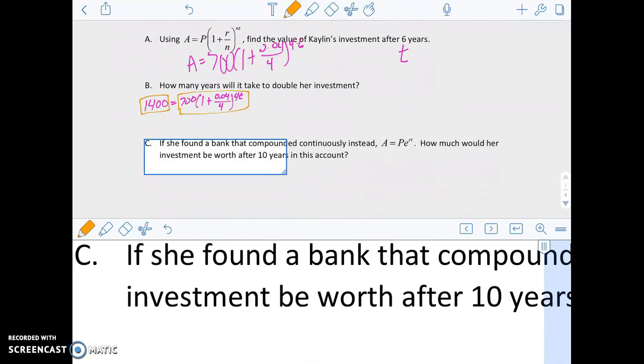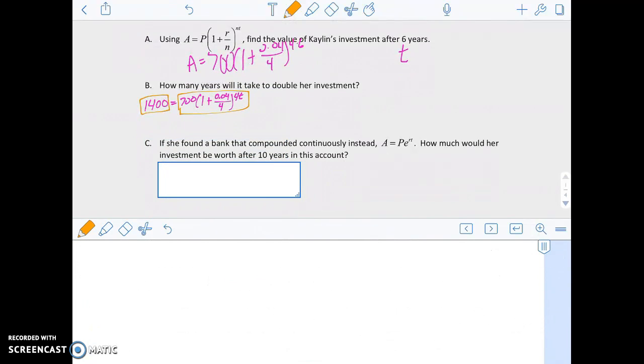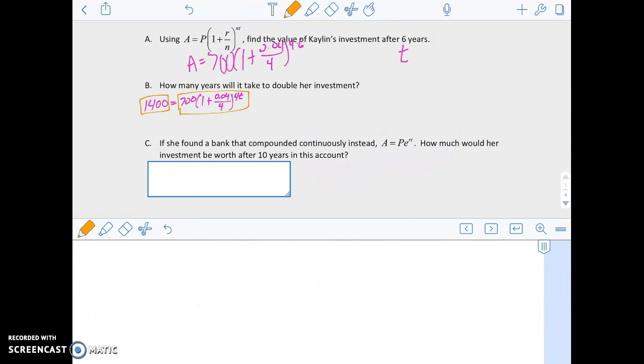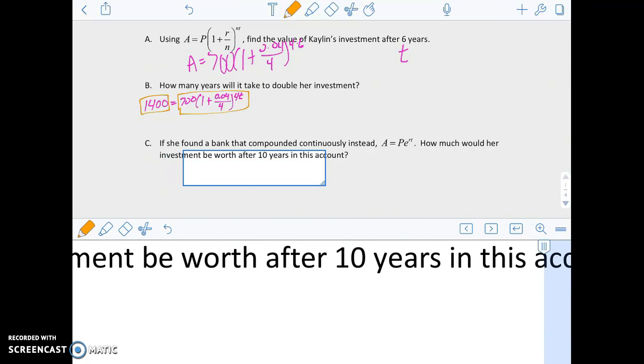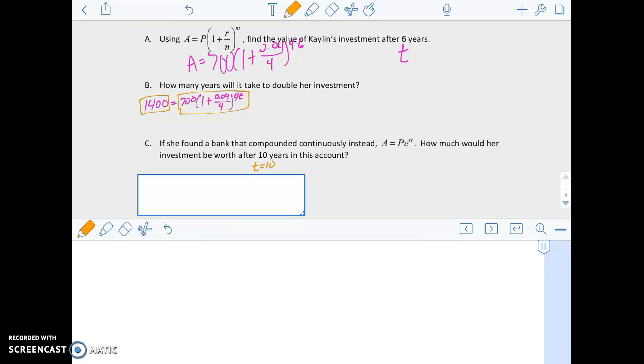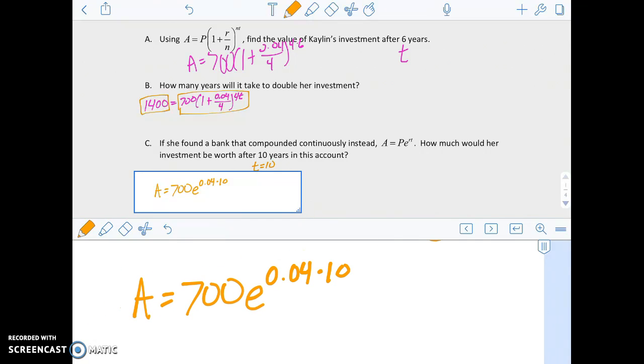And then part C, if she compounded it continuously instead, so continuously means that n is basically infinity, so we're replacing all the n stuff with the letter e in this equation. E is just a number. So now we have all the same information, except this time t equals 10 years. So I can just plug in all my numbers. A equals 700 e to the 0.04 times 10 power. I just plug it into a calculator, and whatever that equals is my answer.